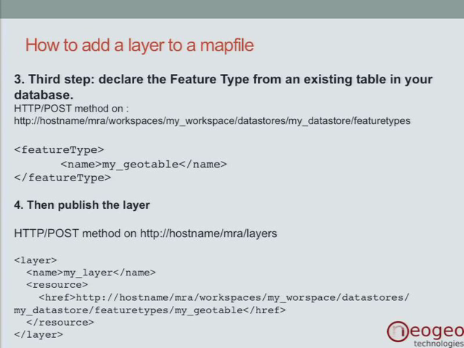So now you make another post on layers, and you just tell it to use your previous data store and feature type and to publish it. And actually, at that point, it should work.